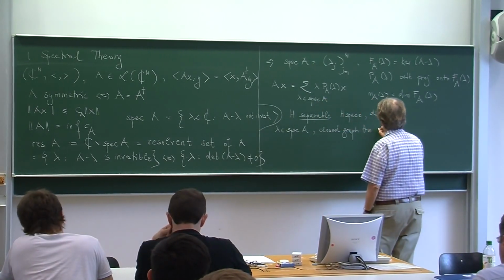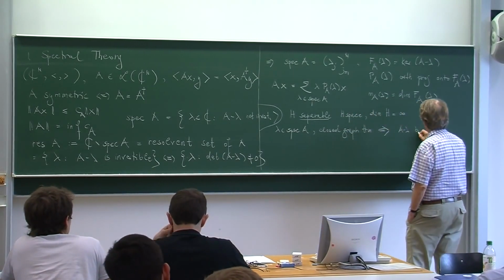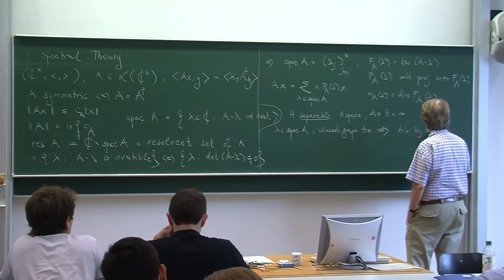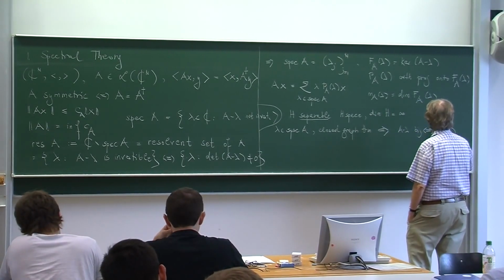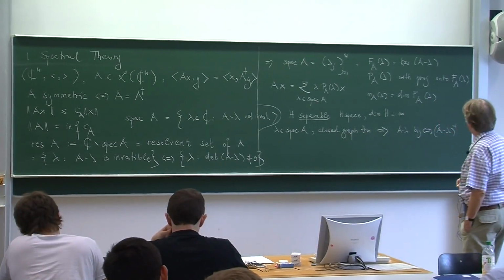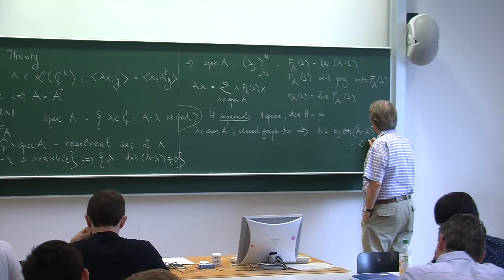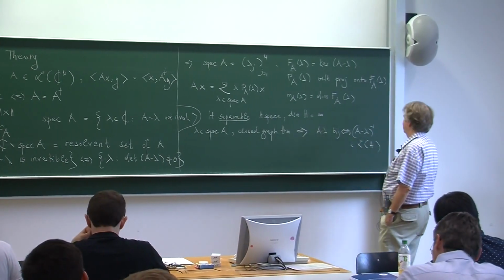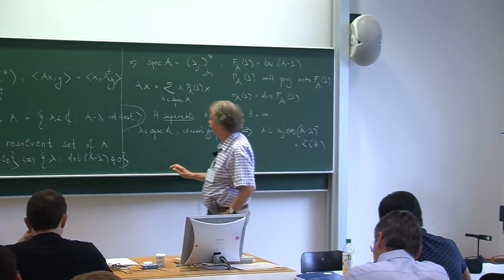For example, A minus lambda bijective implies that A minus lambda inverse exists. Not only does it exist, it's an element of L of H, a bounded operator. So then we have to be a little bit more careful.